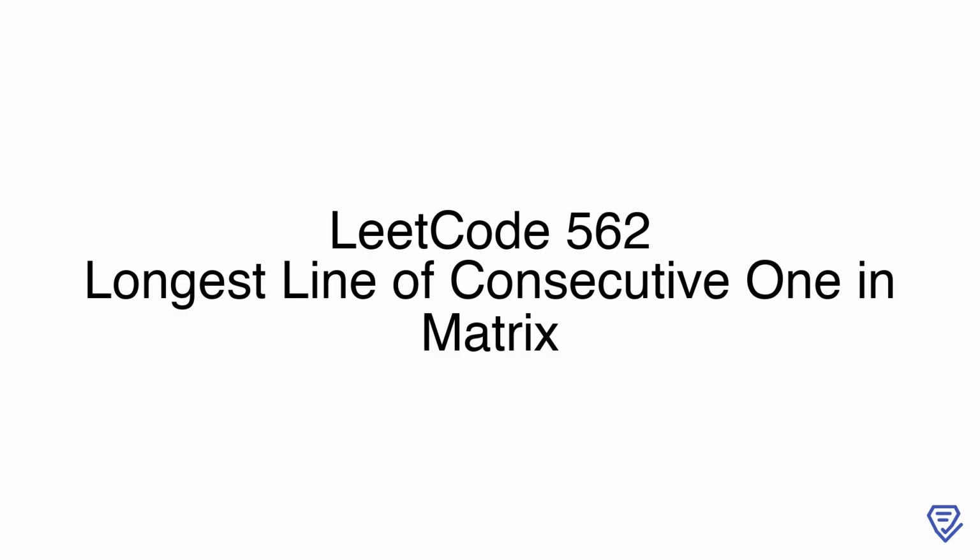Today, we'll dive into LeetCode problem number 562, longest line of consecutive ones in matrix. In this problem, we aim to find the longest sequence of consecutive ones in any direction, horizontal, vertical, diagonal, or anti-diagonal, in a binary matrix. Let's explore the problem, break it down step by step, and uncover the best approach to solve it.